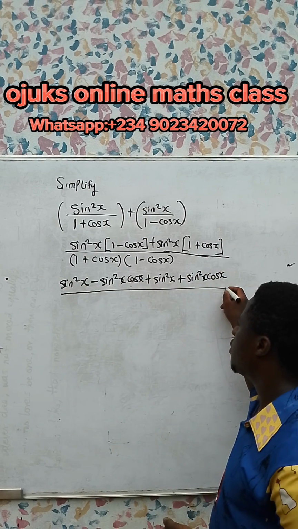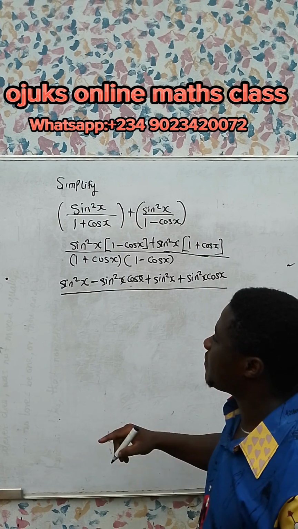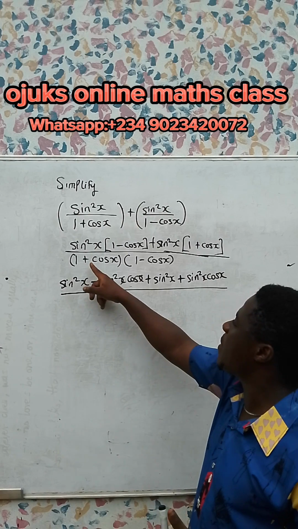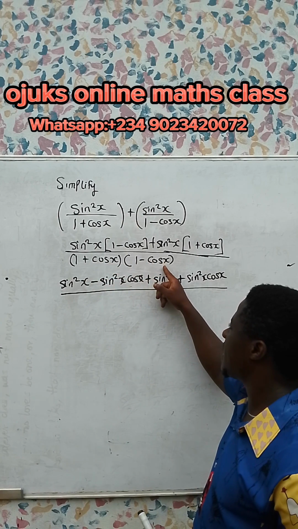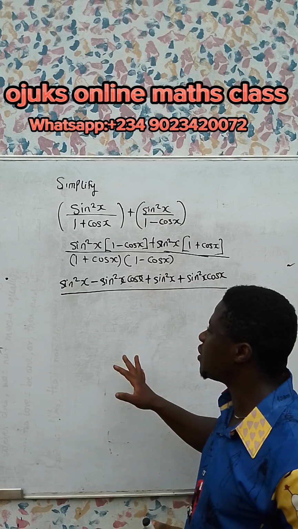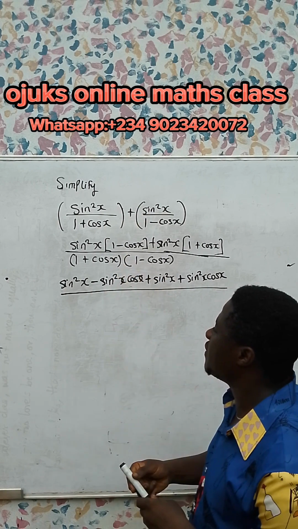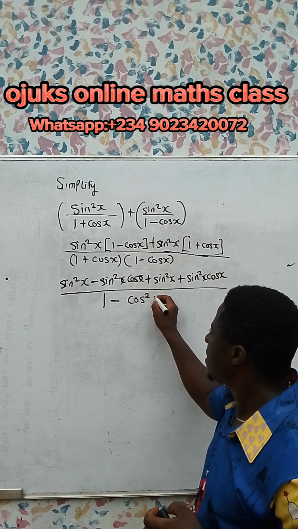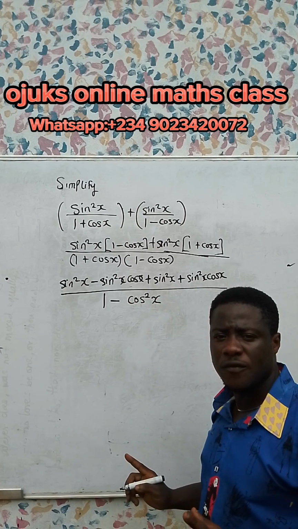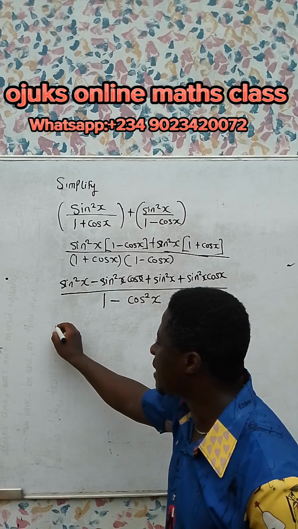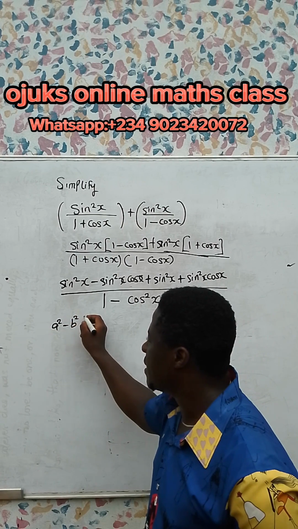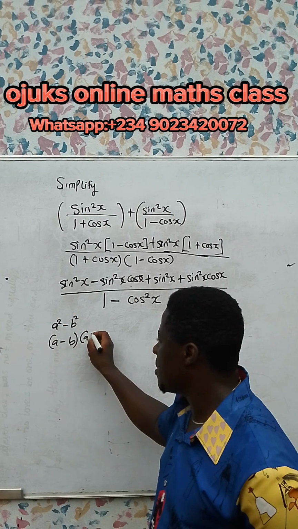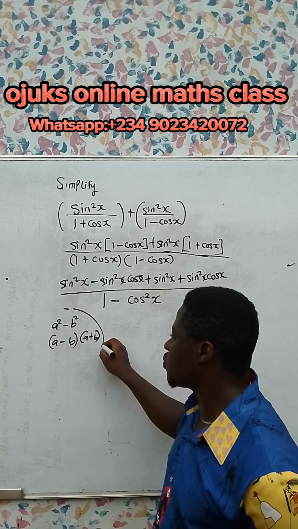Then all divided by, if you observe, the denominator can be resolved using difference of two squares. We have here 1 plus cos x multiplying 1 minus cos x. This can be written simply as, if we do the expansion, 1 minus cos square x. That is using difference of two squares. Remember that a squared minus b squared is the same as a minus b multiplying a plus b, as we all know.